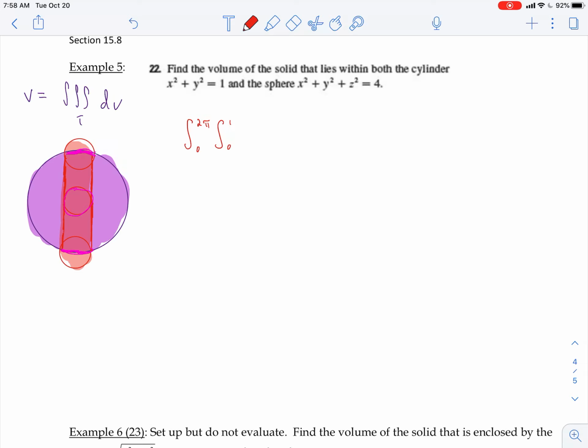So I'm going to go ahead and set up my polar part. My polar part is going to be from 0 to 2 pi. And my radius is 0 to 1. Right? Because, again, we're just focusing on what's in red.